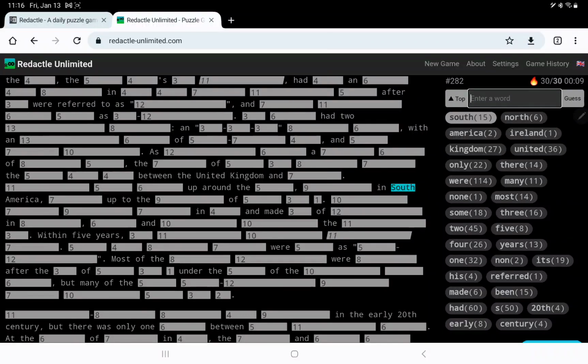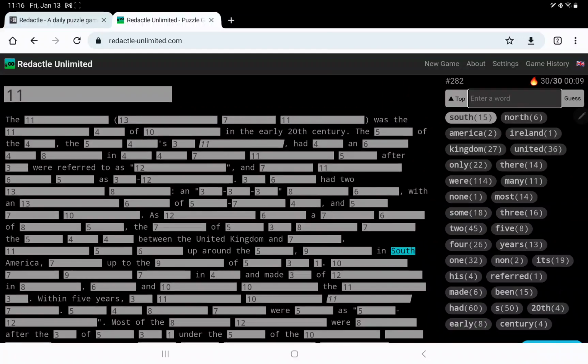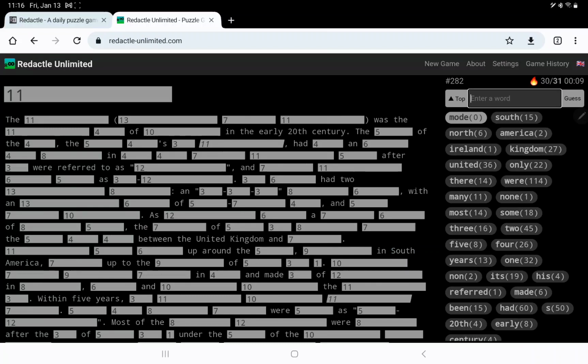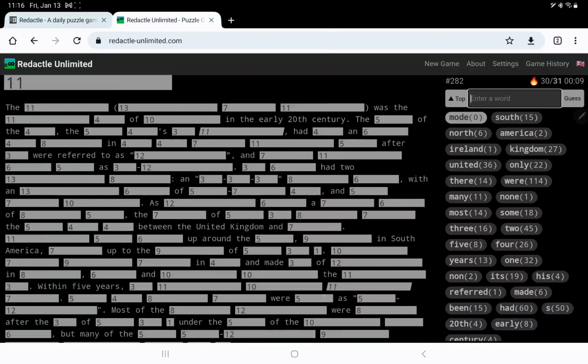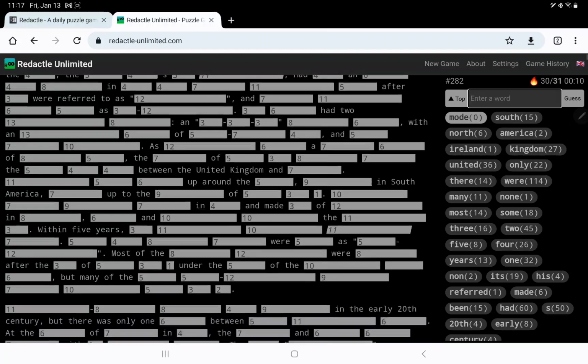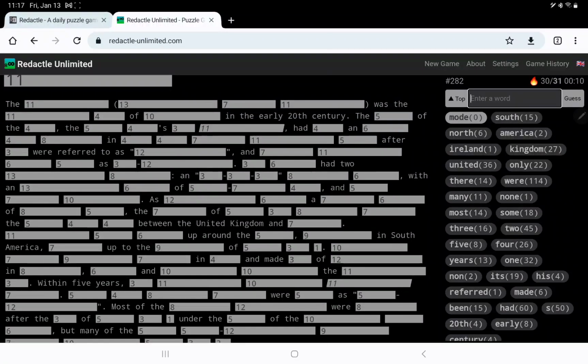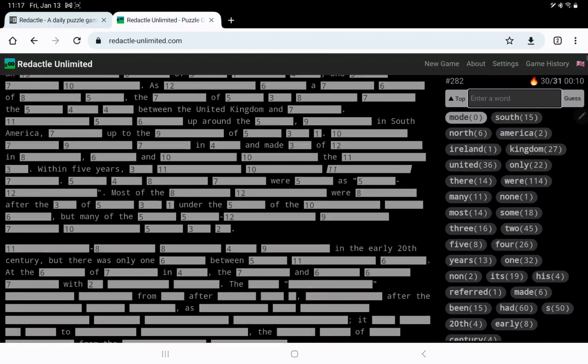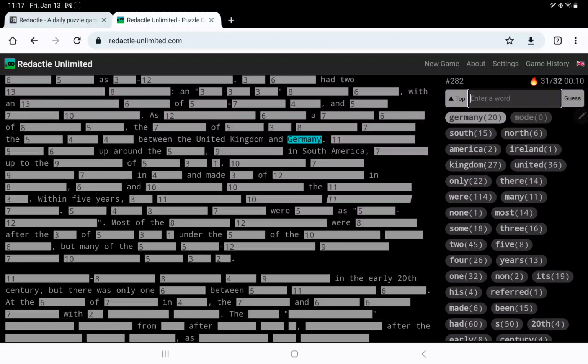So geography is involved. I'm wondering with between the United Kingdom and something, if it's some kind of transportation. Something, was maybe the something mode of, my first 0. Oh dear. Okay, so was the something of 10 in the early 20th century. This is very tricky. And this 3-letter word, the 5, 4s, 3, and then it has this word in italics after it. So between the United Kingdom and maybe Germany. Oh, it is, okay.